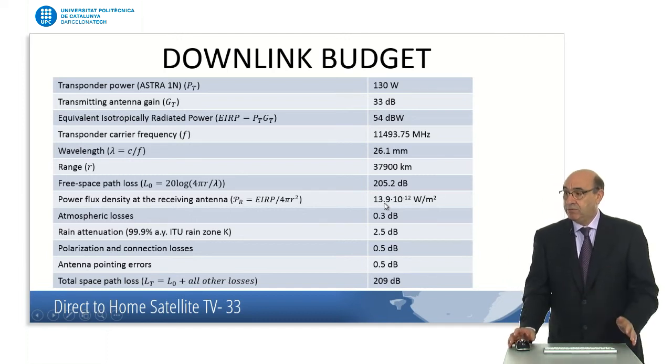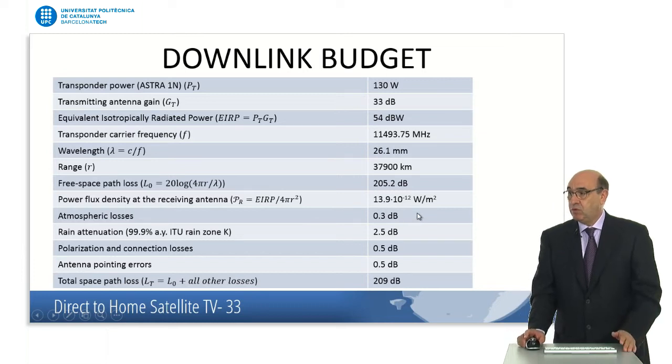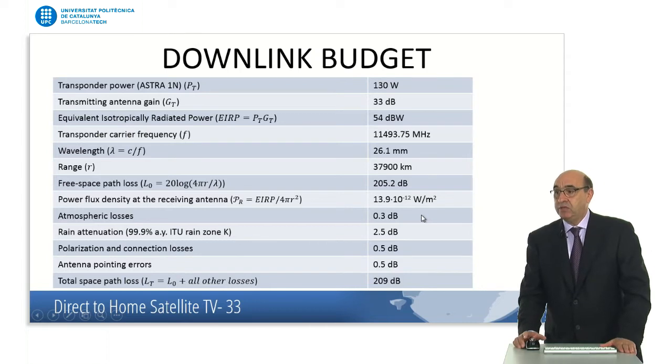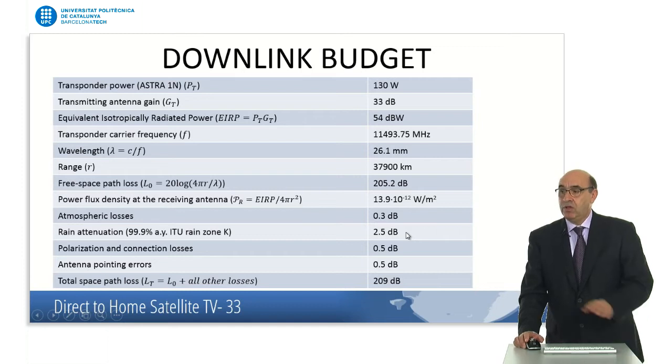And now we have to add some margins. Here you have some typical ones. Those numbers could be a little bit different, but that's the correct order of magnitude. We don't have much atmospheric losses, but still there are some present. We have to account for possible attenuation by rain. We are not considering ice, snow, or some other cases.